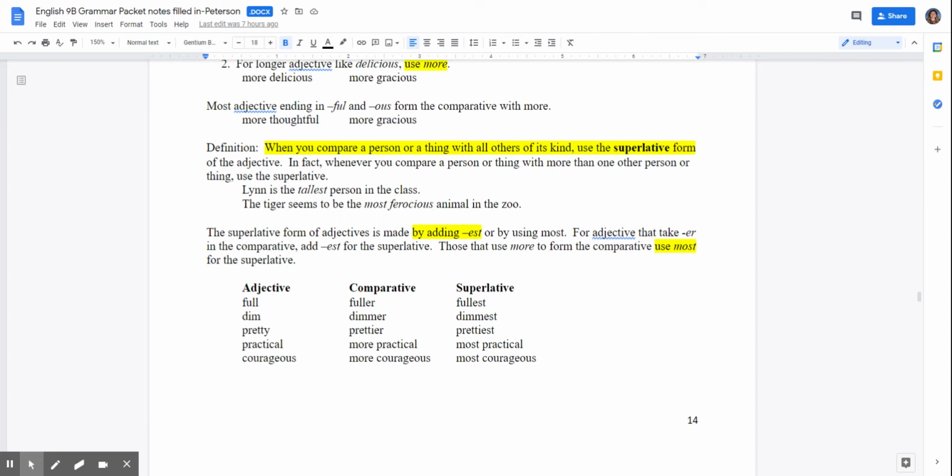The superlative form of adjectives is made by adding est or using the word most. For an adjective that takes er in the comparative, change it to est for the superlative. For those that use more to form the comparative, use most. So if we're looking at the adjective full, the comparative form is fuller and the superlative form is fullest. Dim becomes dimmer to dimmest. Pretty, prettier, prettiest. Practical, more practical, most practical. And courageous becomes more courageous or most courageous.